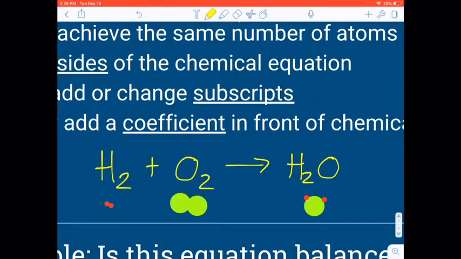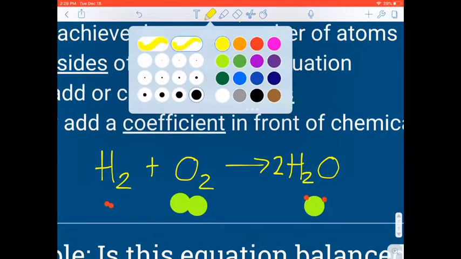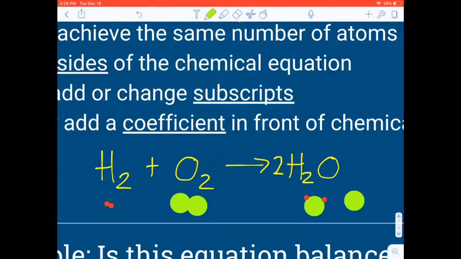So what you can do is say that it produces 2 water molecules. I'm going to draw that out so we can visualize it.